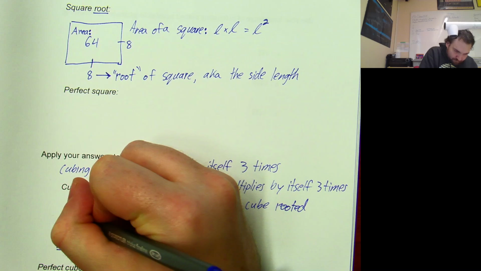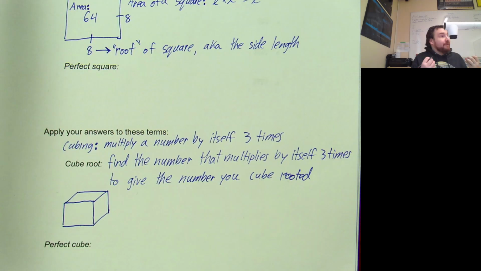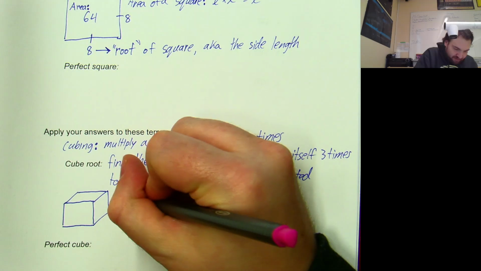Very carefully. So now we're not dealing with areas. What are we dealing with when we have a cube? Sorry? Volume, thank you very much. So for example, if the volume of this cube is 27, what is the side length?